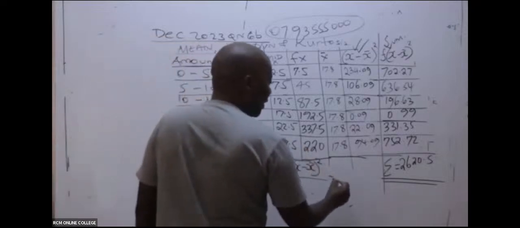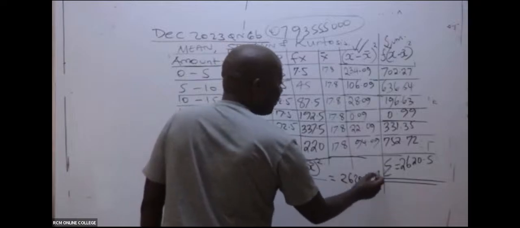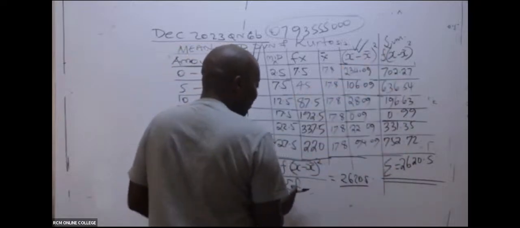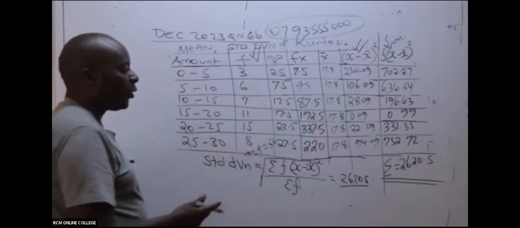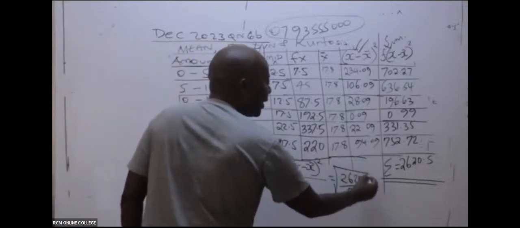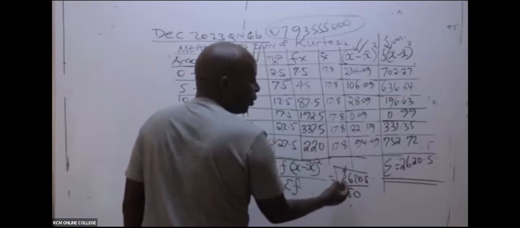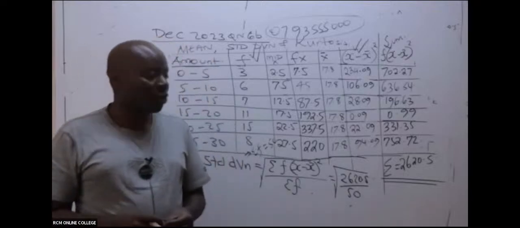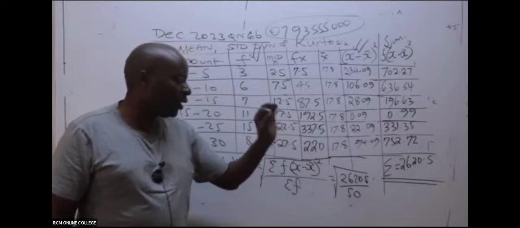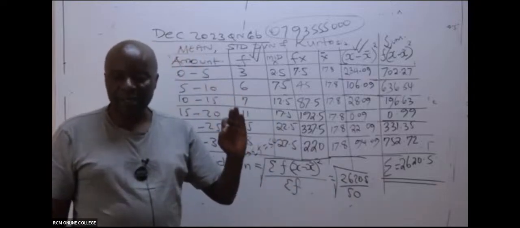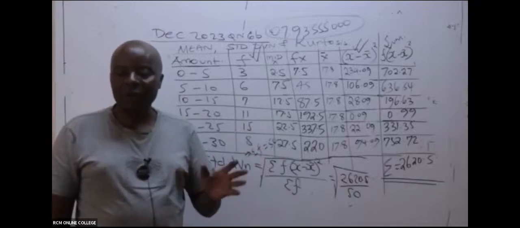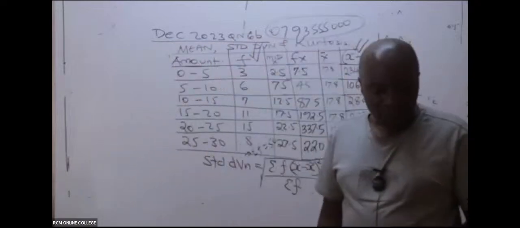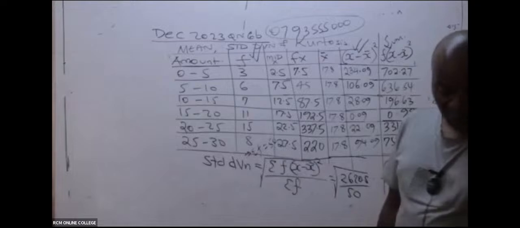As in the figure that you have here, 2620.5, you divide this by the summation of frequency, which was 50. Whatever quotient I get when I divide, I take the square root of that answer, then we are at home.